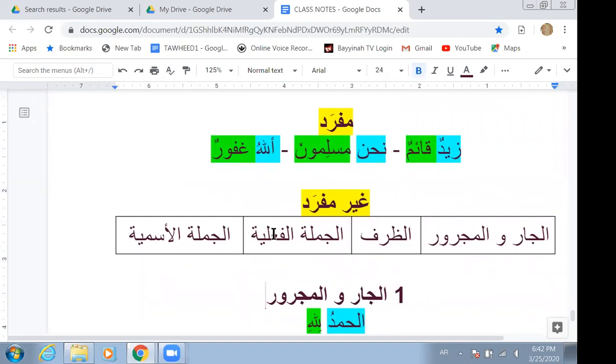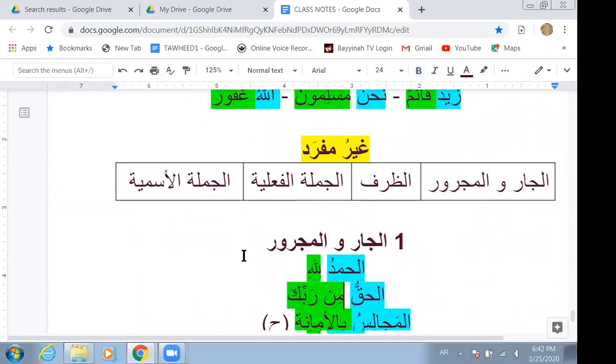Now when the khabar is ghayru mufrad, it is more than one word, then there are going to be four cases. First is jar wa majur, second is zarf, the third is jumla fi'liya, and the fourth is jumla ismiya. With the jar and majur, we have given some examples.